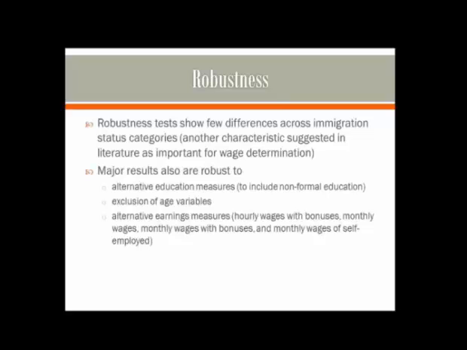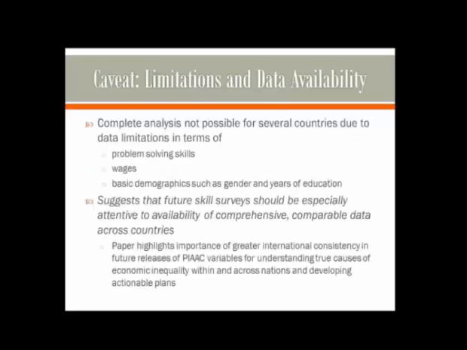I also looked at alternative education measures to include non-formal education, for example, excluding the age variables. I had primarily used the age variables because I was not making a restriction to prime age workers here. I was actually trying to use the larger sample size, and so I was controlling for age as a supplemental factor, but I excluded that.